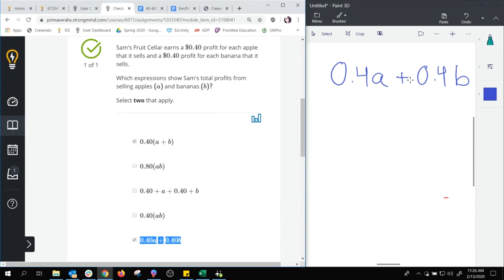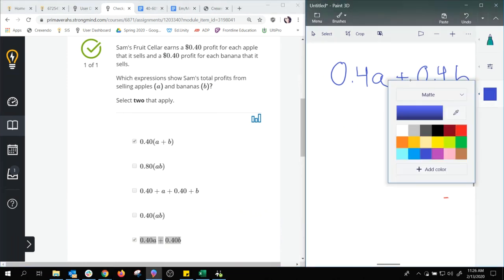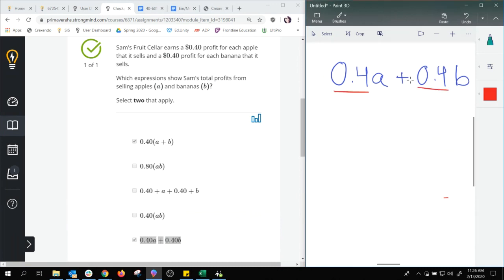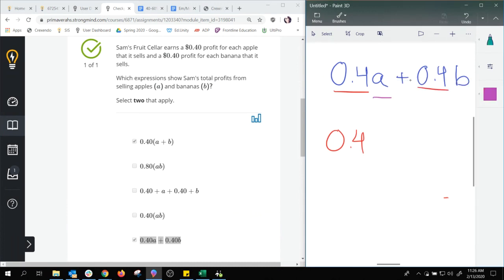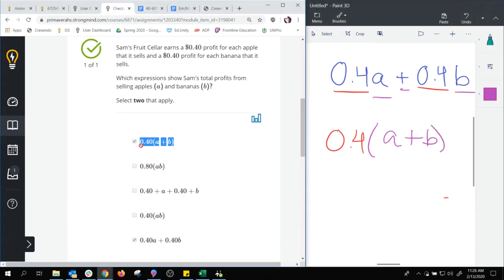And then remember that problem we did earlier, talking about the waitresses and how much they earn. Both of these start with a 0.4, right? So if I take that 0.4 out, then all I have to do is write what is left, which is this A plus B, which is how we get this one up here.